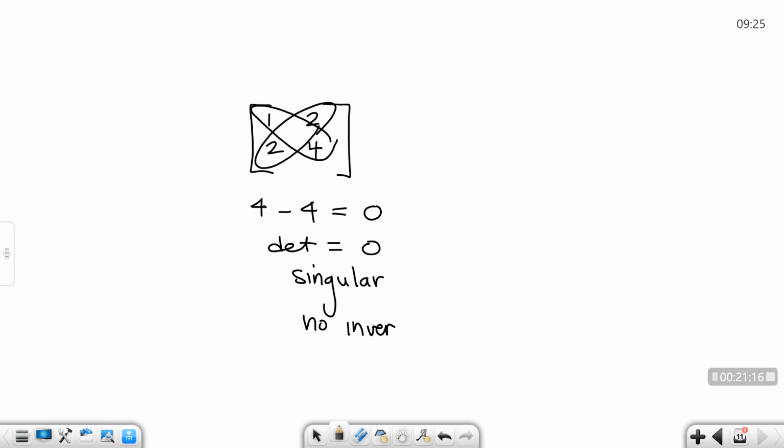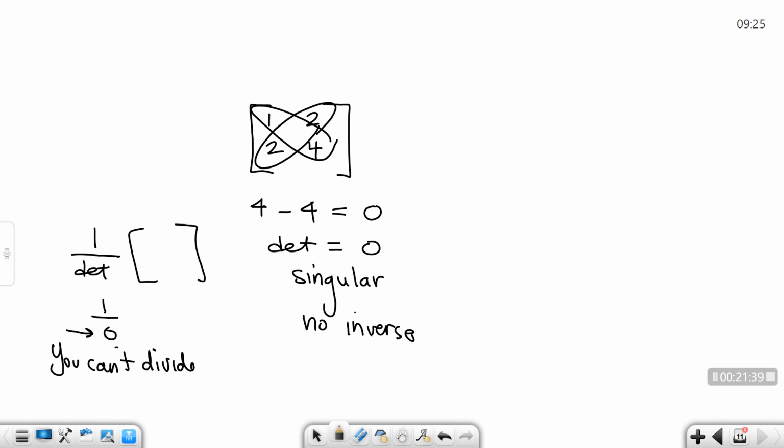And the way that we know that that one has no inverse is, remember when we get ready to find the inverse and we use my little switcheroo procedure, the first thing it tells you to do is 1 over the determinant times some matrix, right? Well, if that determinant is 0, that means you have division by 0, and you can't divide by 0. So that means if you have division by 0, then you can't take the inverse of it.